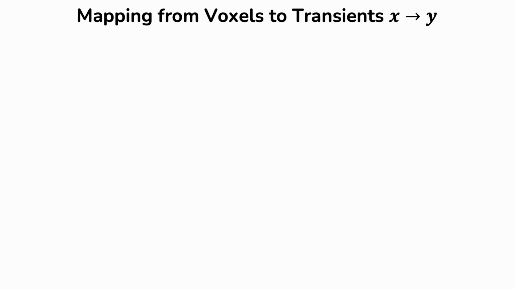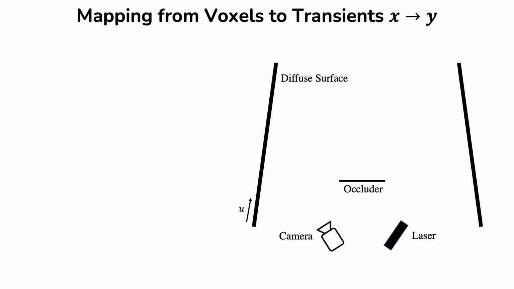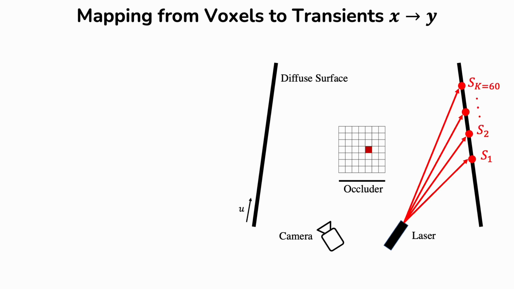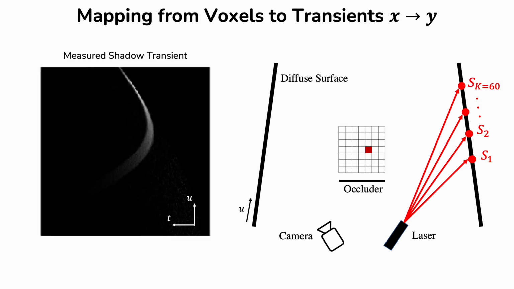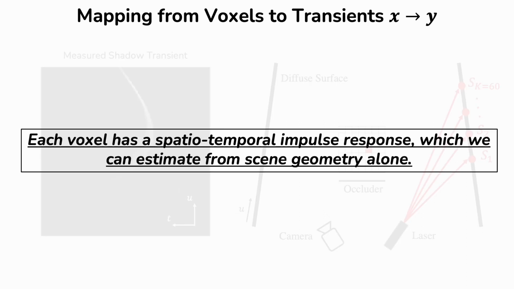First, we will study the mapping from X to Y, from voxels to transients. Suppose we have a two-wall scene here, and we discretize the hidden scene into a voxel grid. Now suppose exactly one voxel is occupied. When we illuminate the right wall, we would expect some shadow transient measurement on the left wall as follows. Note that from here on out, any measurement we refer to will be assumed to be shadow transients. It turns out that each voxel has its own distinct space-time impulse response, which we can estimate from the scene geometry alone.